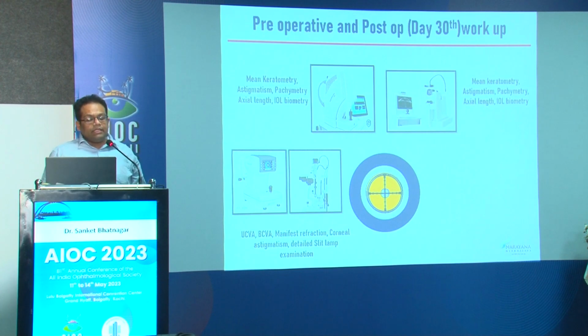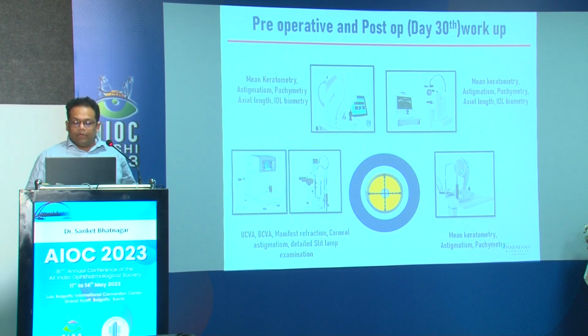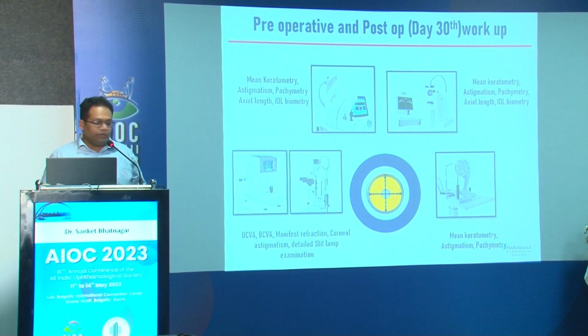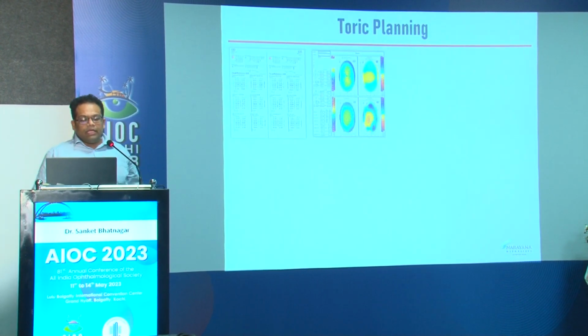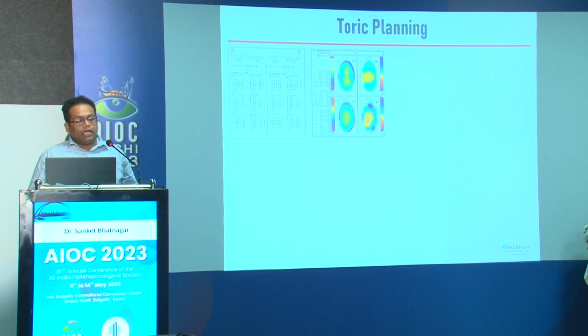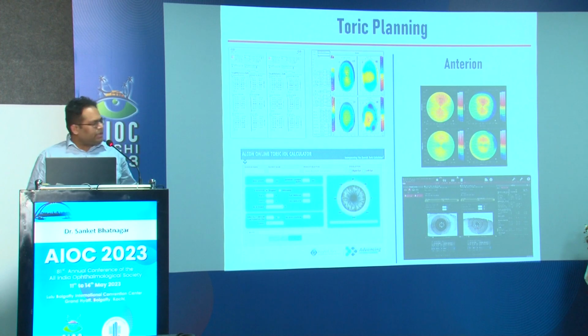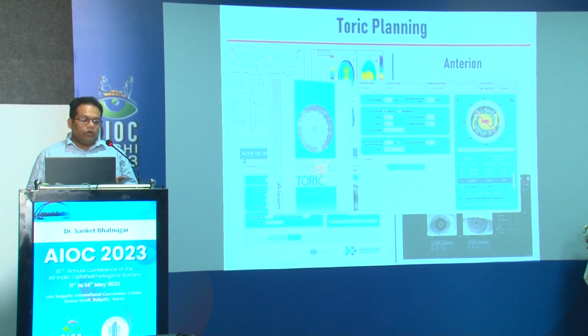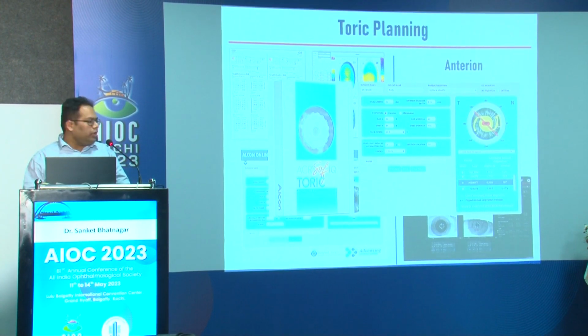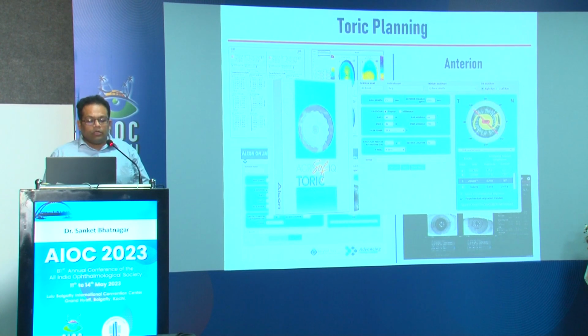Mean keratometry, astigmatism, pachymetry, axial length, and IOL biometry were measured from both IOLMaster and Anterion. And from Oculyzer, mean keratometry, astigmatism, and pachymetry were measured. So coming to the toric planning, we compared the biometry and topography from IOLMaster and Oculyzer, and we used the Alcon IQ toric calculator. Parallelly, in Anterion, the biometry and topography gave us the measurements with the same formula, which was SRK/T and A constant, and whatever we got from the Oculyzer and IOLMaster, we incorporated into the Alcon calculator, and the Alcon AcrySof IQ toric monofocal lens was implanted.